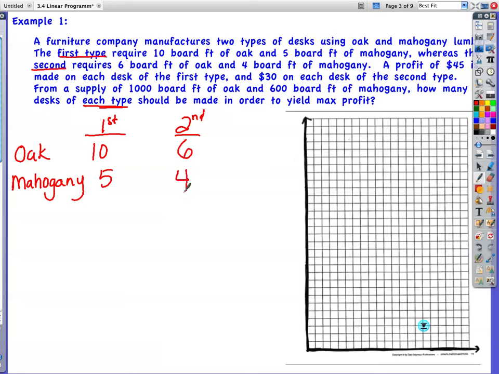Now here's the cool thing, I'm going to skip the profit. Anytime they talk about profit or cost, we're going to wait just a minute on that piece of information. So hold off on that, we'll get to it. Okay, from a supply of 1,000 board feet of oak, so here's my oak. I'm going to say, hey, I've got 1,000 board feet of that, and then I have 600 board feet of mahogany. So I'm going to put that right here because I'm going to keep that in line with the mahogany. Okay, now I've got my table set up. And double check. Does it seem like I need to find how many of these desks am I going to make? How many of those desks?